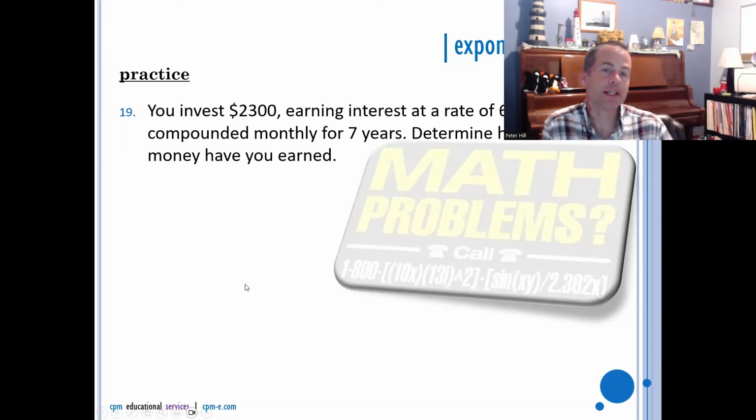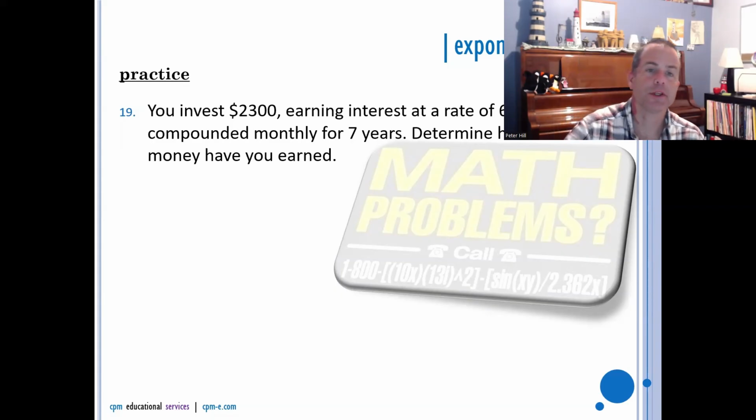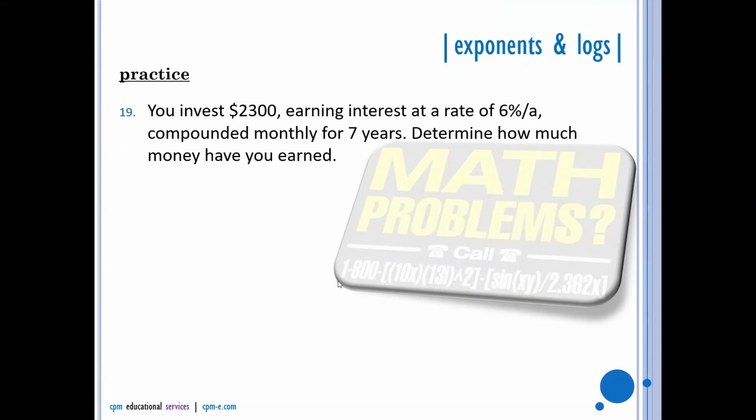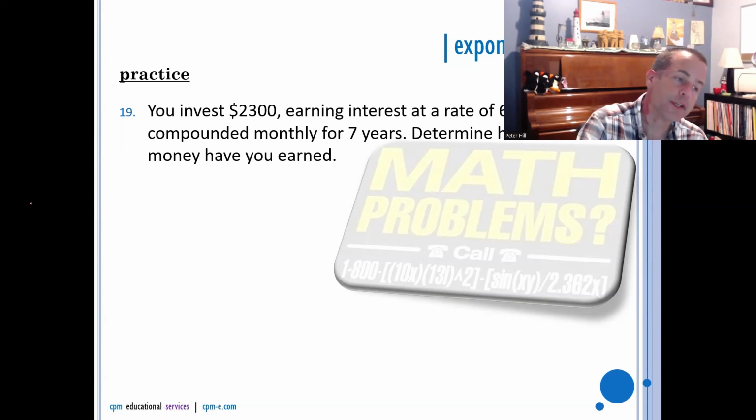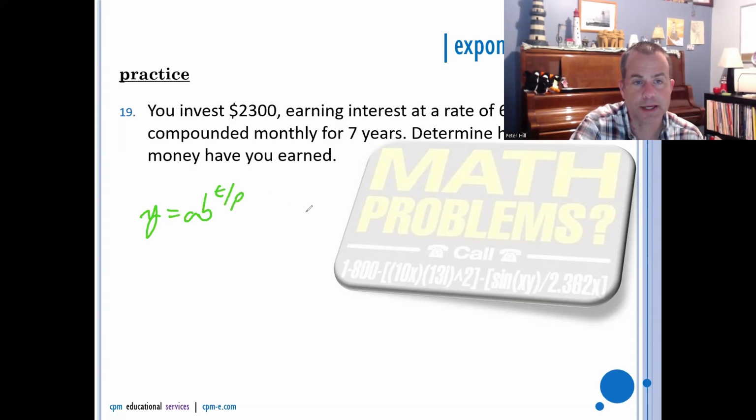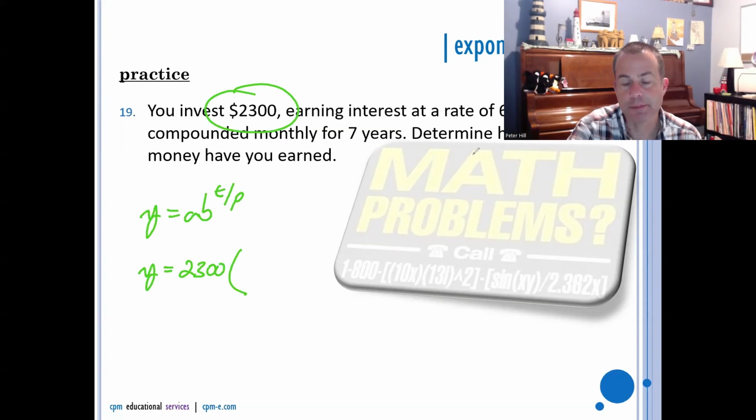Okay, you invest $2,300, earning interest at a rate of 6% per annum, compound monthly for 7 years. Determine how much money you've earned. Now, I'm going to hide my face for a quick sec. Okay. There is an alternate formula that you can use that some teachers still teach, but it's not on your formula sheet. So the first thing I want to do is just walk you through using this guy. Okay, so I invest $2,300. That's my start.